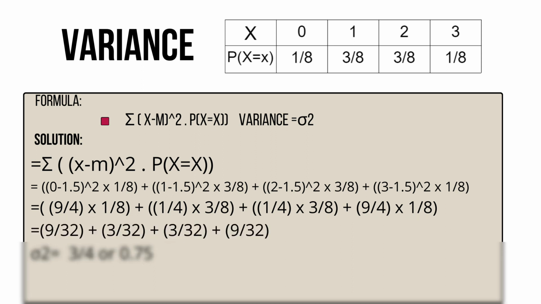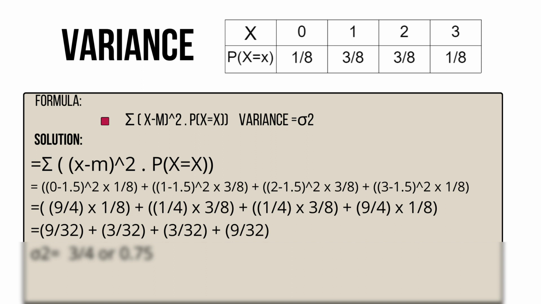9 over 4 multiplied by 1 over 8 is equal to, what's your guess? Very good. It's 9 over 32 plus 1 over 4 multiplied by 3 over 8. What's your guess? Very good. 3 over 32 plus 1 over 4 multiplied by 3 over 8 equals 3 over 32 plus 9 over 4 multiplied by 1 over 8 equals 9 over 32.